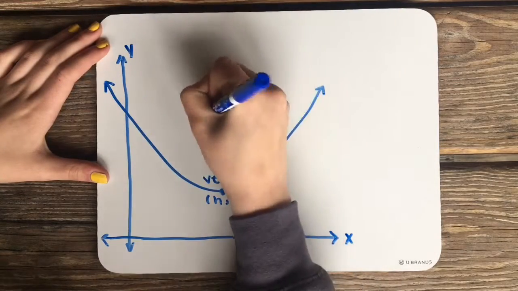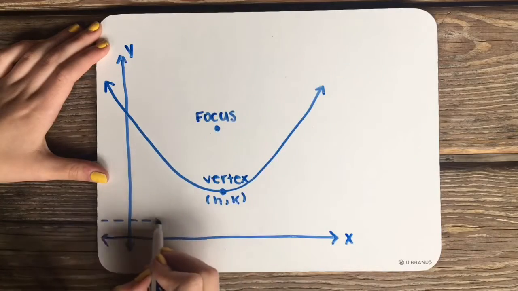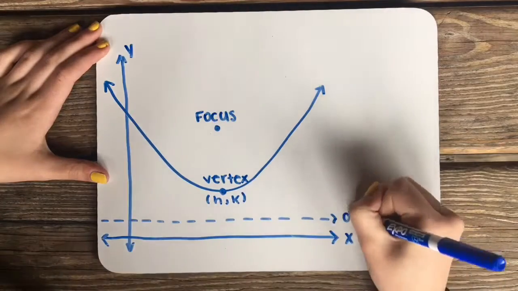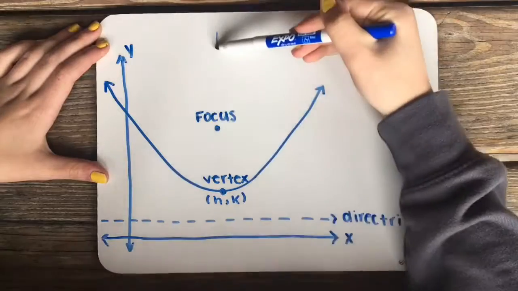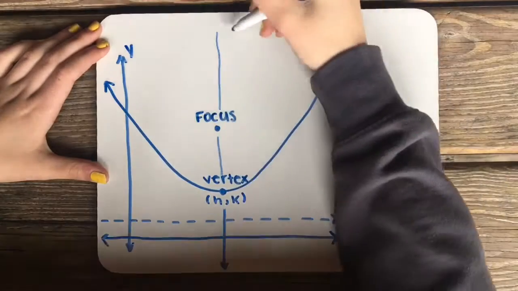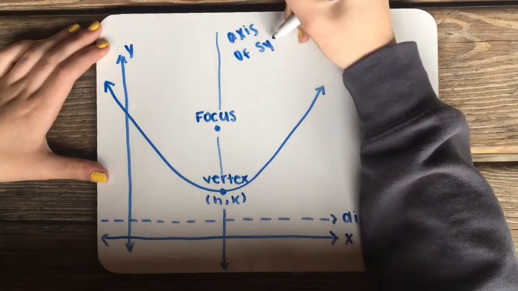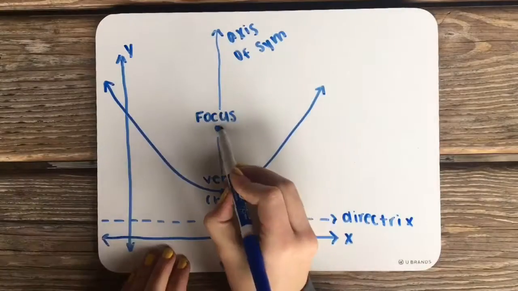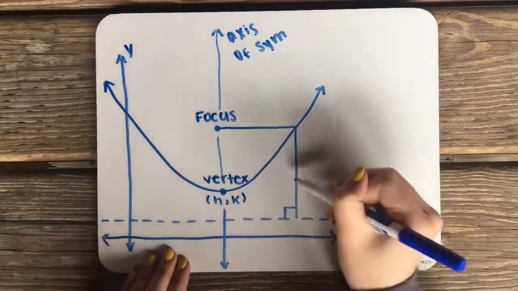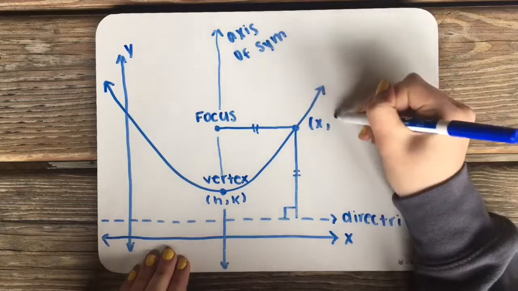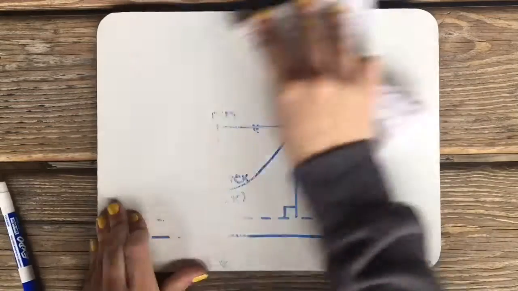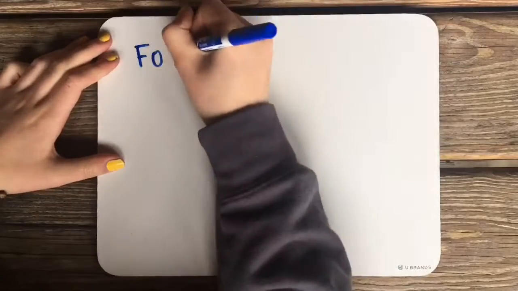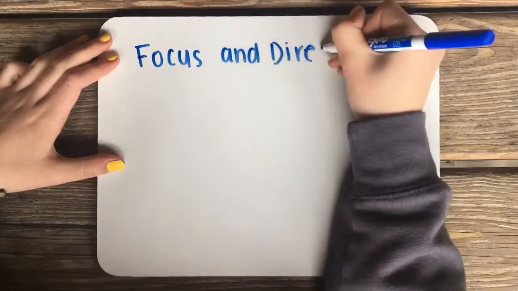Also, as we know, from the focus to any point, let's say x, y, is the same distance, or equidistant, to the same x, y from the directrix. Remember, too, the axis of symmetry always goes through both the vertex and the focus point. This is a parabola where a is greater than 0, but if a is less than 0, the directrix would be above the y-axis and the focus would be below.